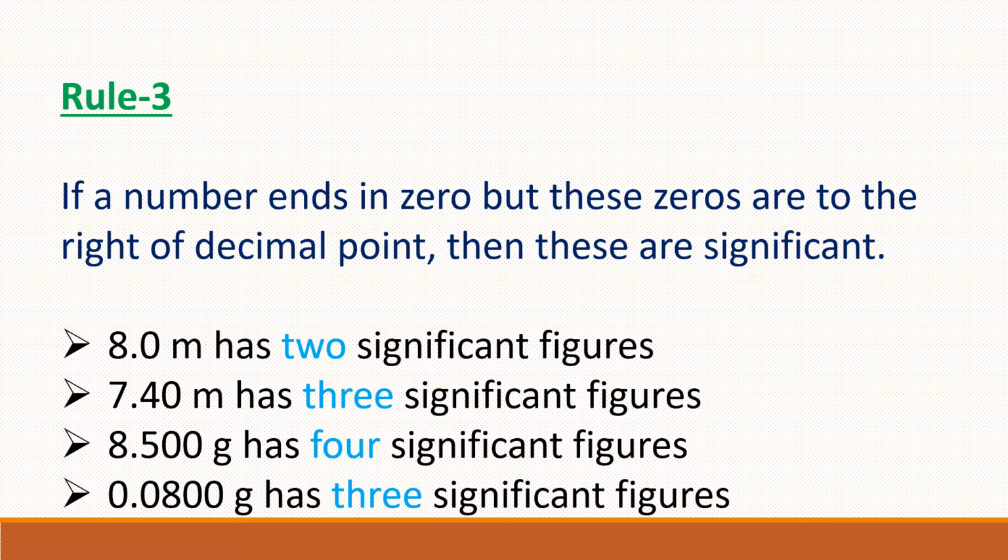0.800 grams has three significant figures because the zeros to the left of the non-zero digit 8 are considered non-significant, and the zeros after the non-zero digit are significant. So it has three significant figures.